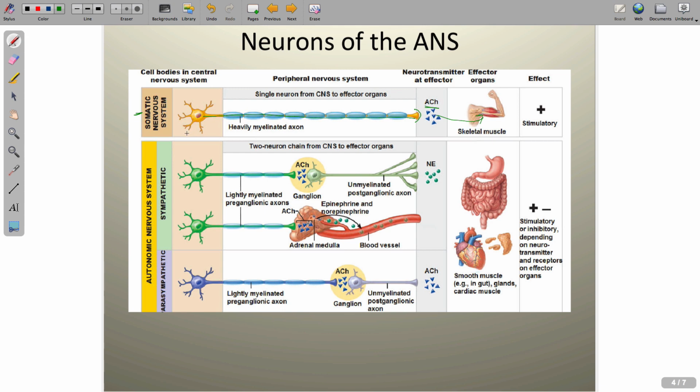And you'll notice that one of the big differences between the somatic nervous system and the autonomic nervous system is that in the somatic nervous system, there is only one single neuron that communicates from the central nervous system all the way to the effector organ. That is not the case in the sympathetic and parasympathetic nervous systems. Here we have two neurons, and we talked about them already. We talked about them as the preganglionic and postganglionic fibers that originate in those systems.